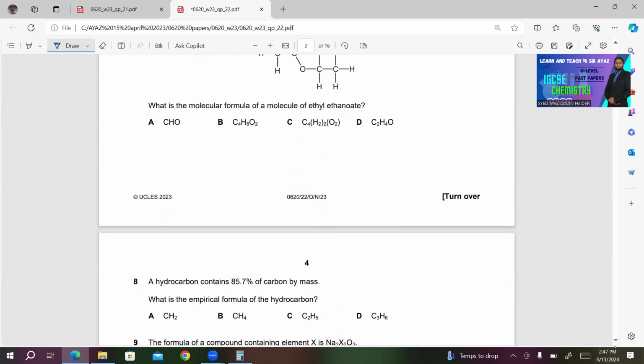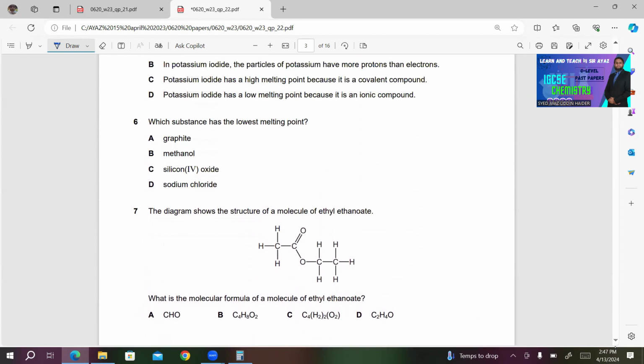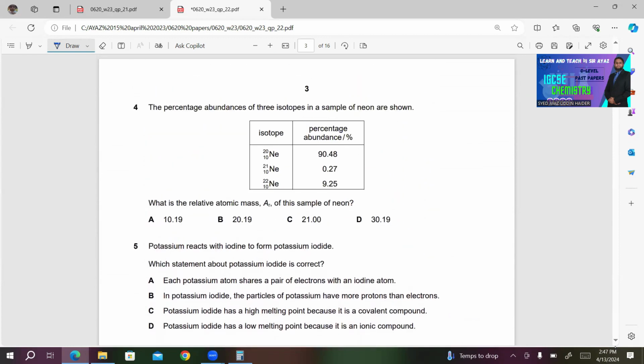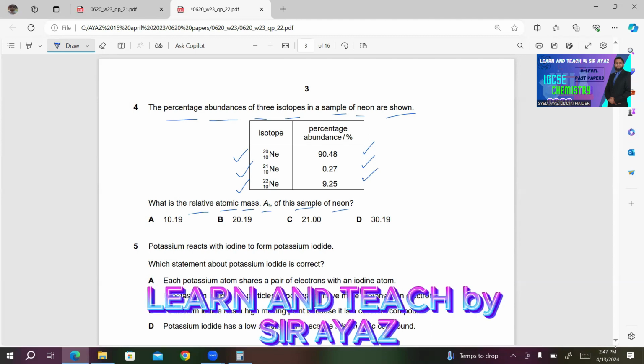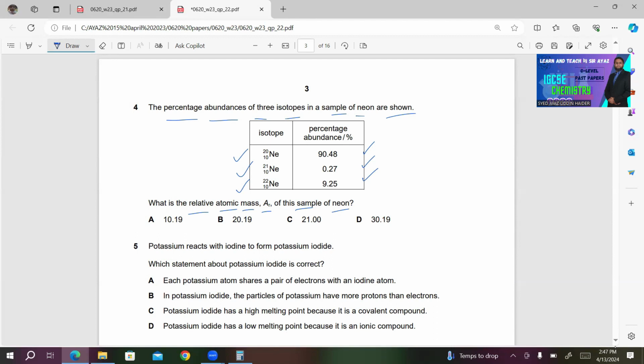Number 4. The percentage abundances of 3 isotopes in a sample of neon are shown. So isotopes Ne20, Ne21, Ne22. It's a percentage abundance. We have 90.48, 0.27, 9.25. What is the relative atomic mass Ar of this sample of neon? What you'll do, you simply multiply the mass number by the percentage abundance.